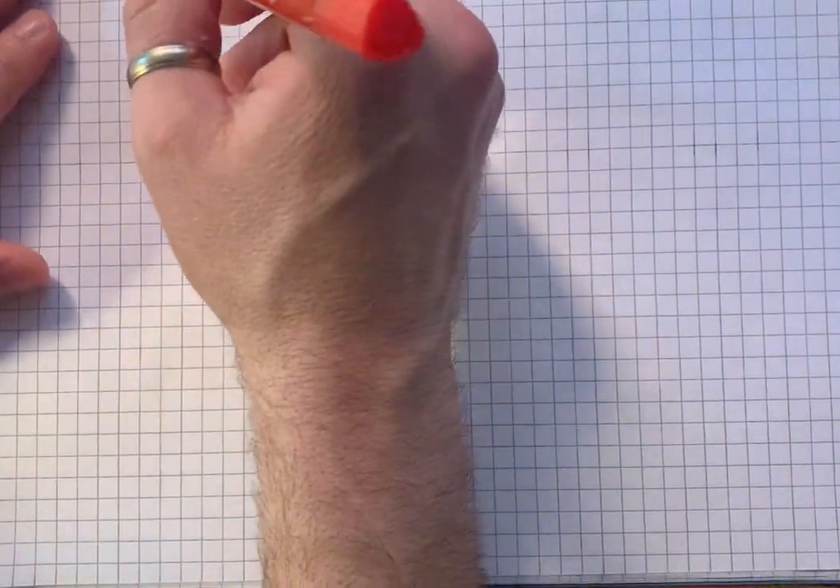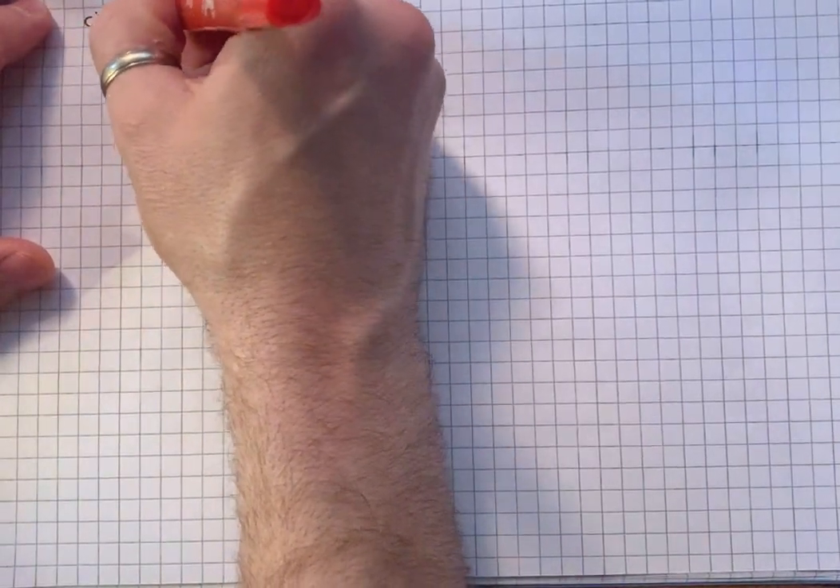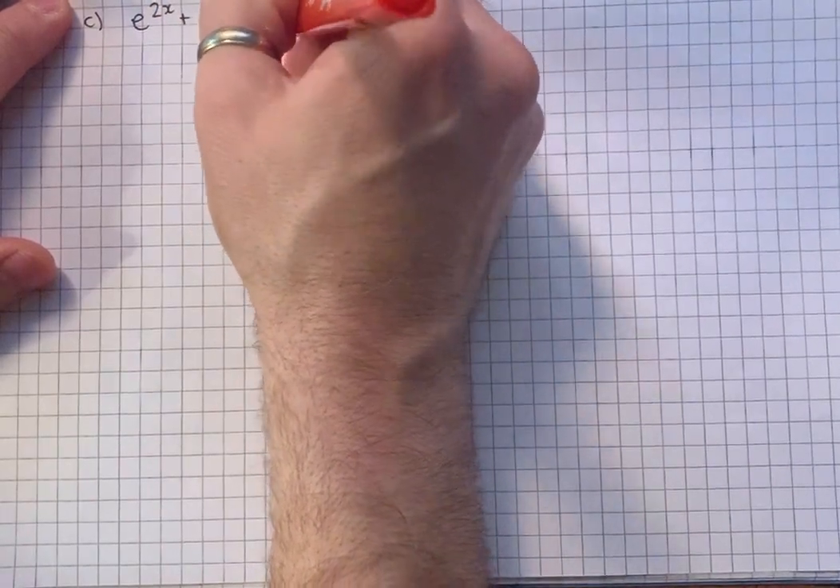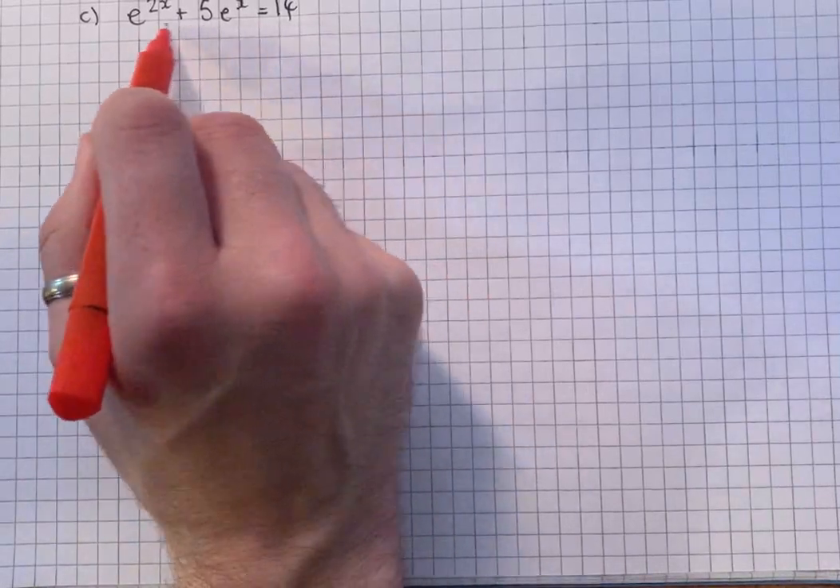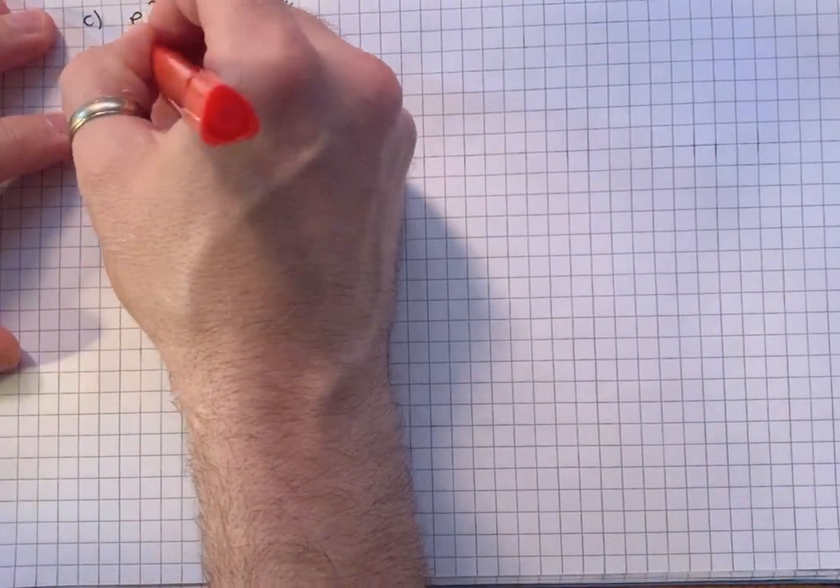Okay, and C. e to the 2x plus 5 e to the x equals 14. Okay, and this is one you're just going to need to spot. And it kind of looks like a quadratic equation. So just rewrite it like this, it becomes more obvious.